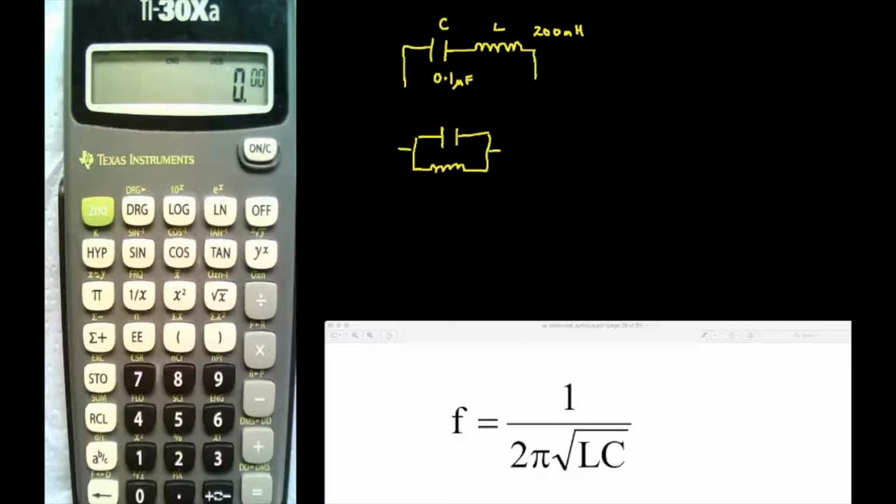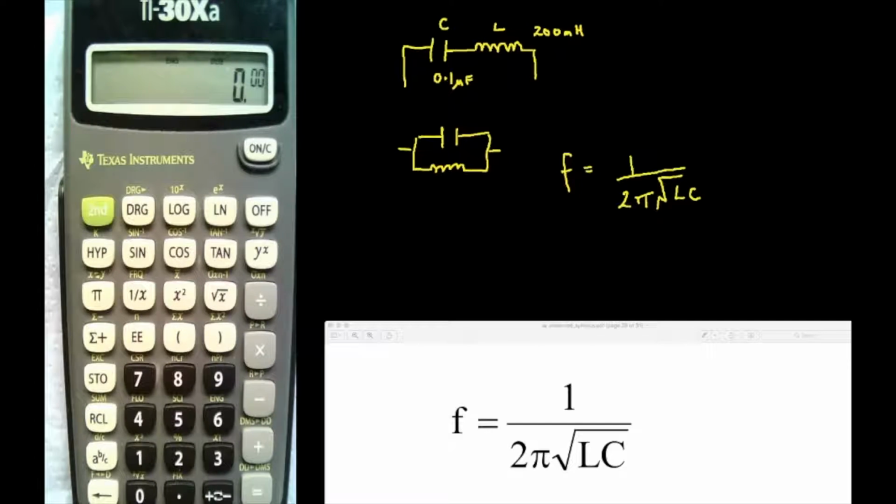So if I write the equation then on the blackboard here, F is equal to 1 over 2 pi root LC. Now when you're attacking these equations with the calculator, sort out the most complex bits first. And the most complex bit is getting L times C and taking the root of it. So let's do that first.